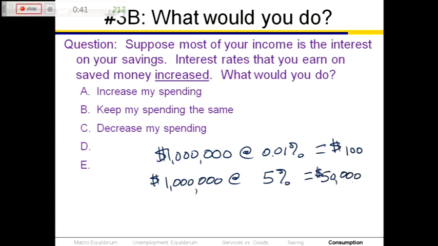So suppose that most of your income is the interest that you earn on your savings, and interest rates go up, from 0.01 to 5. If interest rates increase, what are you going to do? A, increase your spending, B, keep your spending the same, or C, decrease your spending. A, B, or C, please. 3 seconds. 1, 2, and 3.